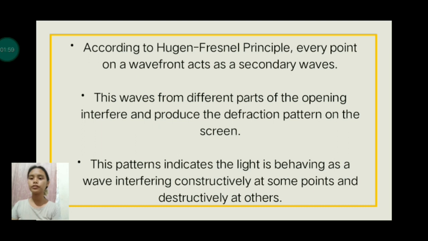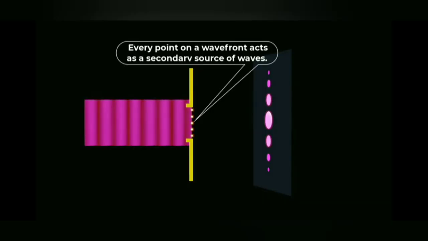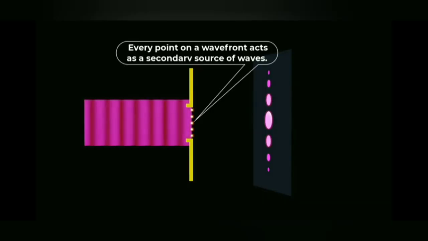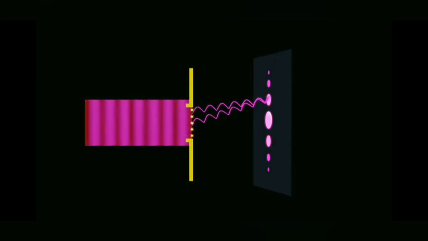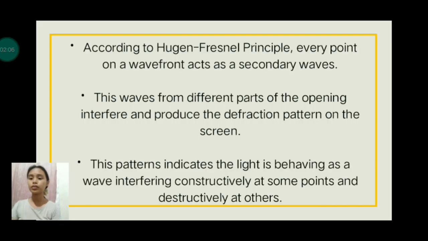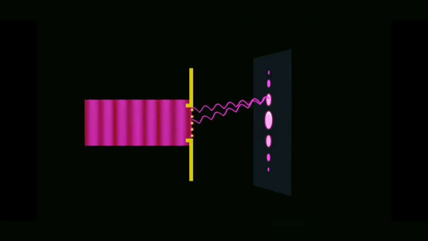According to Augustin Fresnel's principle, every point on a wavefront acts as a source of secondary waves. These waves from different parts of the opening interfere and produce the diffraction pattern on the screen. This pattern indicates the light is behaving as a wave, interfering constructively at some points and destructively at others.